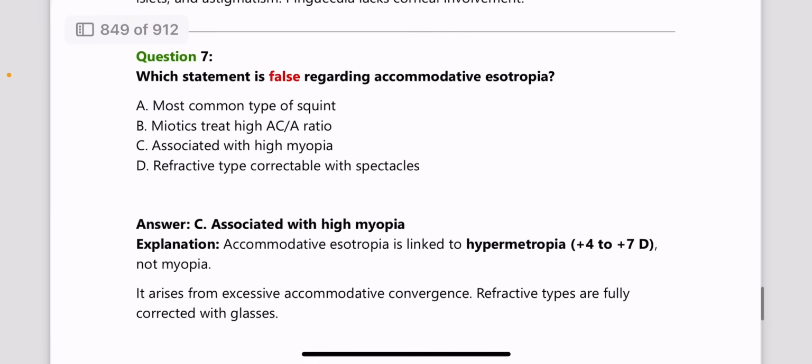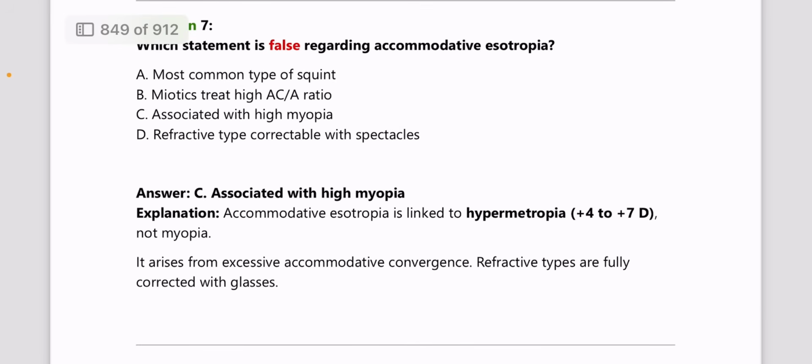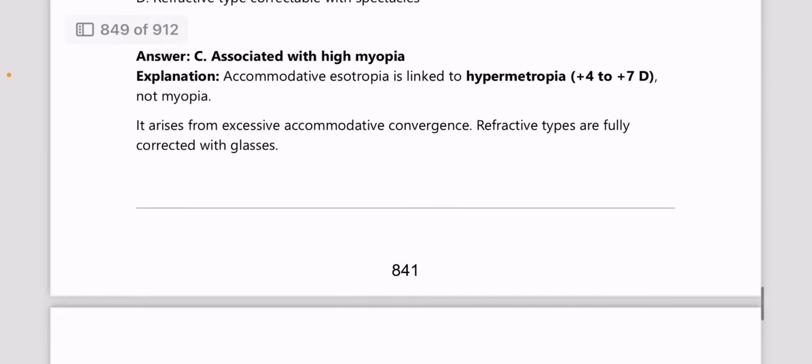Next question, which statement is false regarding accommodative esotropia? Answer is associated with high myopia. So accommodative esotropia is linked to hypermetropia and not with myopia. So in hypermetropia, from +4 to +7 diopter, and it arises from excessive accommodative convergence. Refractive types are fully corrected with glasses.